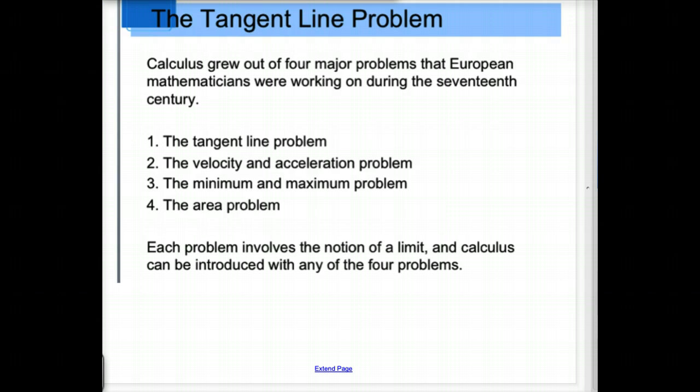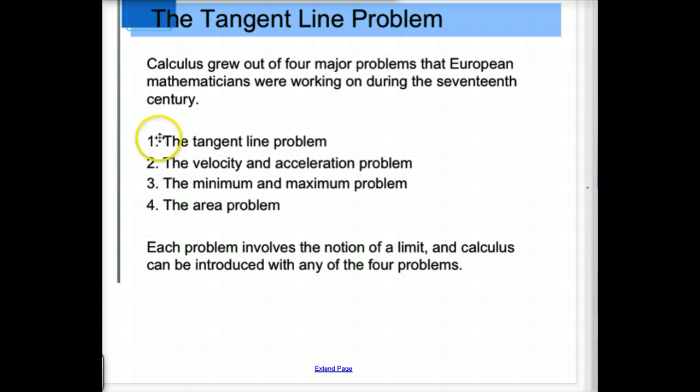So, calculus grew out of four major problems that European mathematicians were working on during the 17th century. First of all, the tangent line problem. That's the big one, and they could solve that. Once they solved that, they were able to figure out velocity and acceleration problems and minimum maximum problems. And then the other big topic, which we'll deal with later, is the area problem.